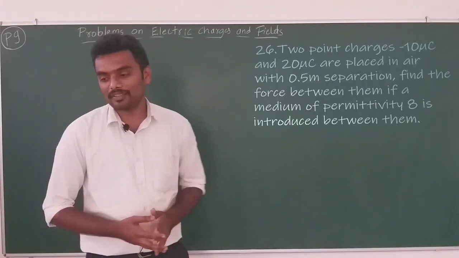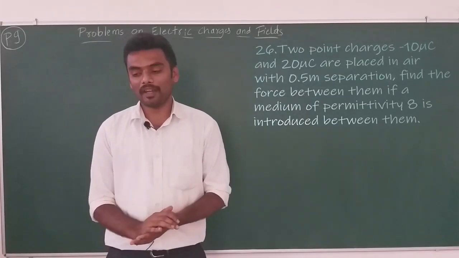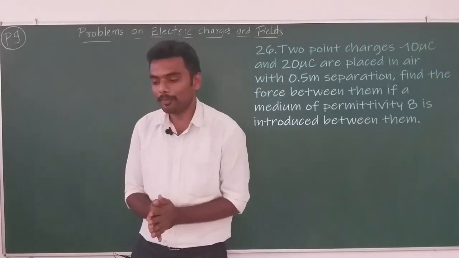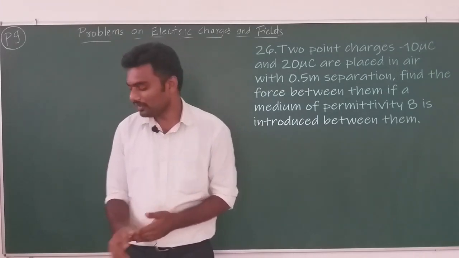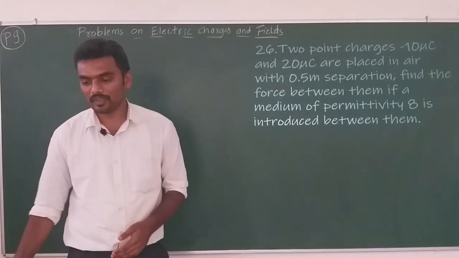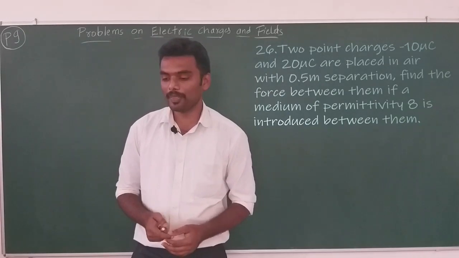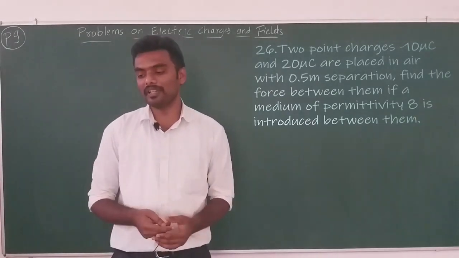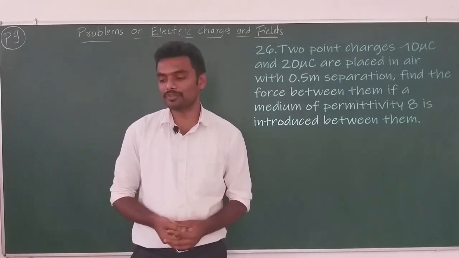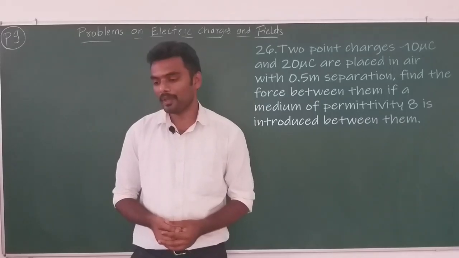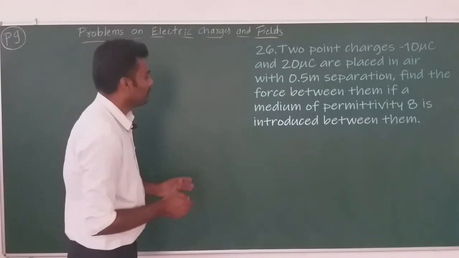Two point charges, minus 10 microcoulomb and 20 microcoulomb, are placed in air with 0.5 meter separation. Find the force between them if a medium of permittivity 8 is introduced between them. So now it's a very simple question.